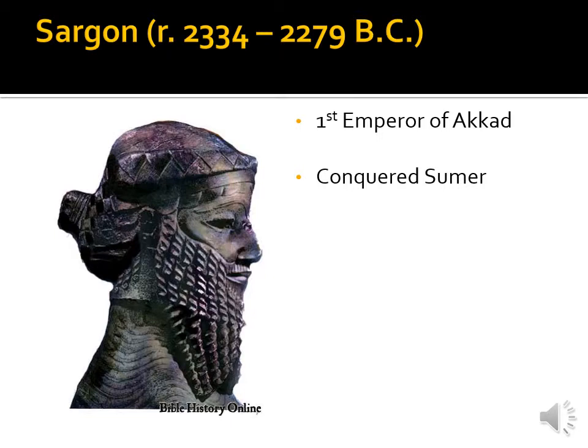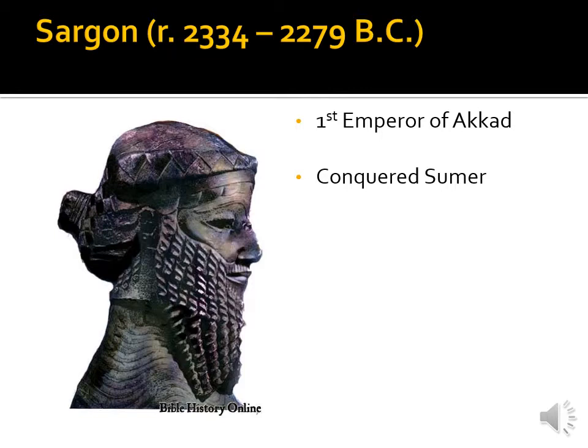Well, this guy, Sargon, he was the first emperor of Akkad, and what he did was he conquered Sumer and then the surrounding area. He would rise to power from a lowly position in Akkadian society, and he would end up conquering all of Mesopotamia and create the first multinational empire in history.